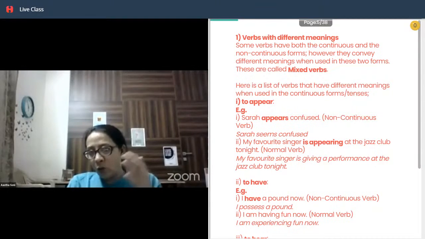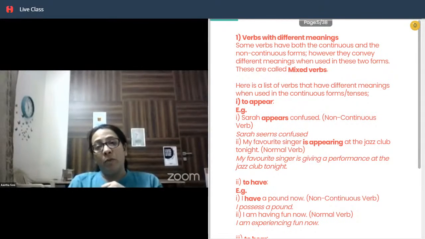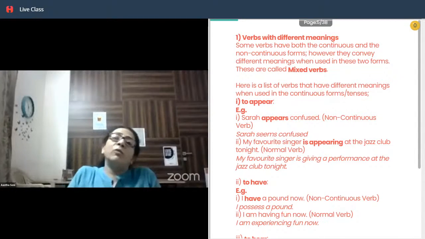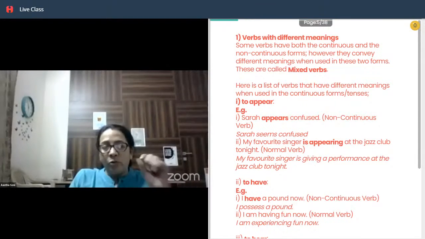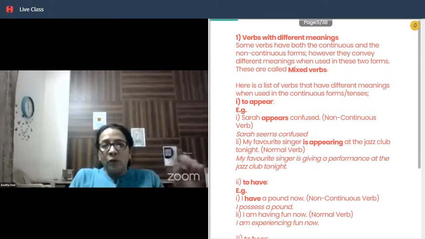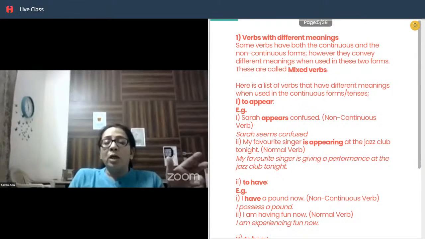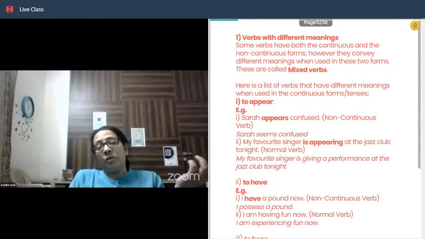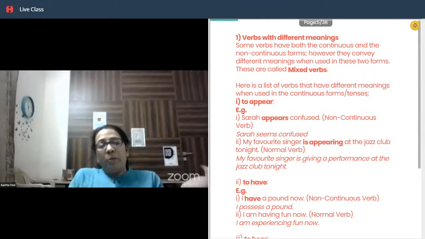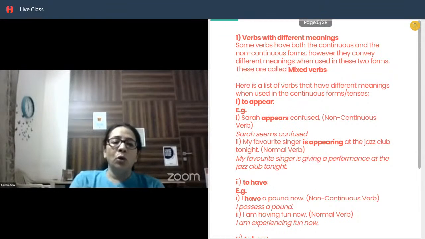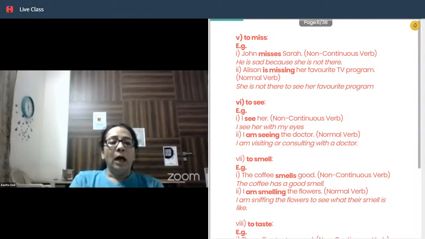But the moment you add to, it becomes a non-finite. It's a mixed verb. But if you leave to and use have for certain other purposes, then it shows a different meaning altogether. So whenever you are using a verb with to, to have, to smell, to miss, to look, these are non-continuous. These are mixed verbs. But when you are using them separately, they've got a different meaning altogether. So to have, to hear, to look are different kinds that we have discussed.